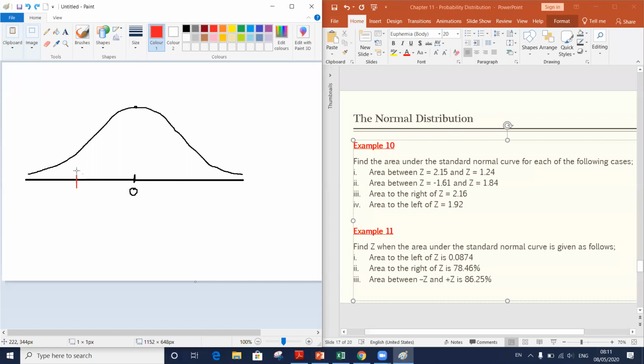Okay. Area to the right of this one. So we need to know the Z value here, right? Since it is to the left of point 0, this should be a negative Z value, right?